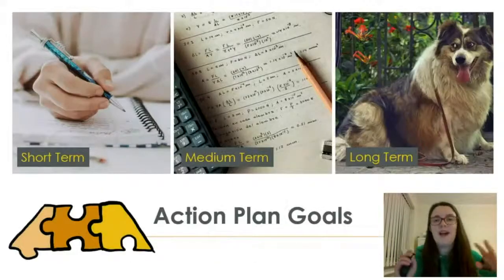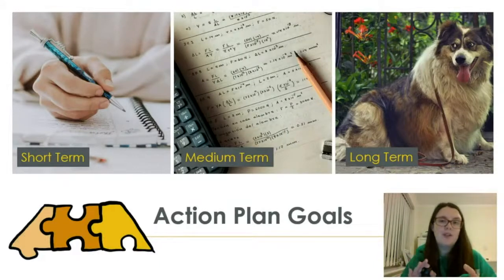So let's look at the next layer of your pyramid, and that is your action plan goals. These are things that you're going to do in the short term, medium term, and long term to help you get towards that big, crazy goal. So you can use the SMART acronym in every one of these actions.